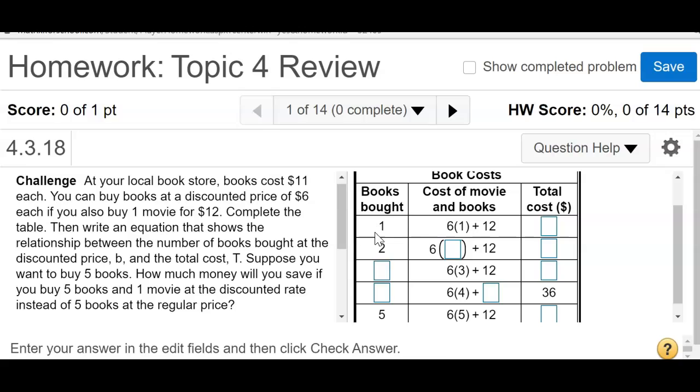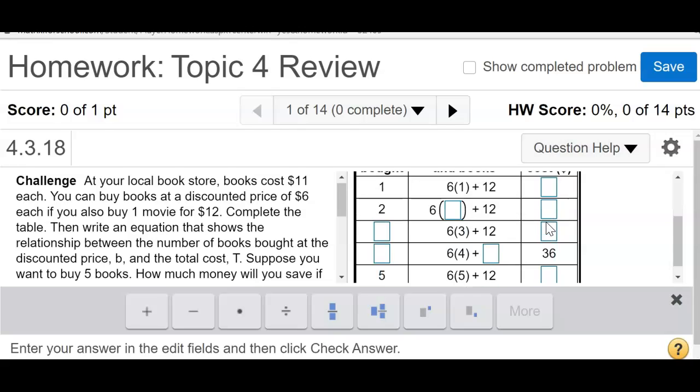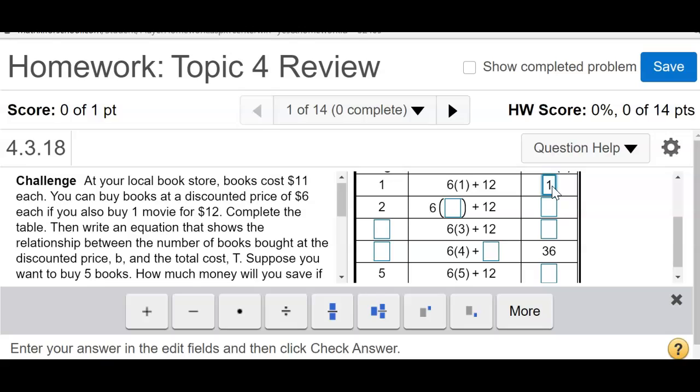So if I buy one book, it's $6, the price of the book, times one book, plus $12. What's the plus 12 from? Emery? From the movie. What would the total cost be? Sam? Do we agree with $18?